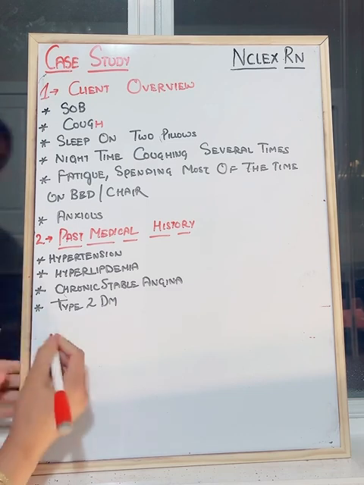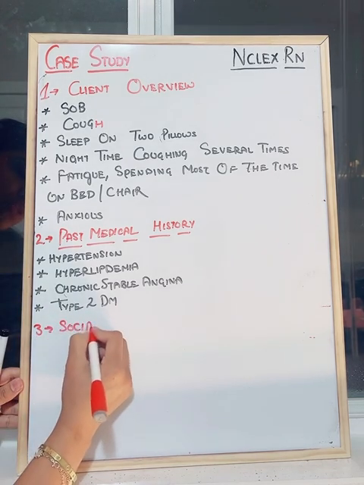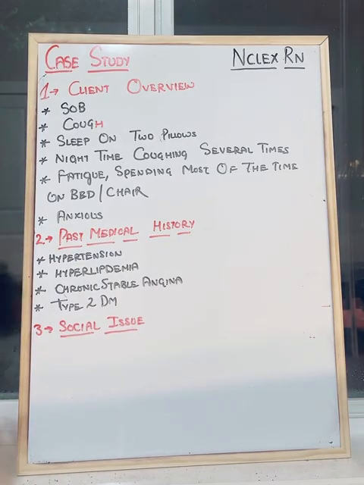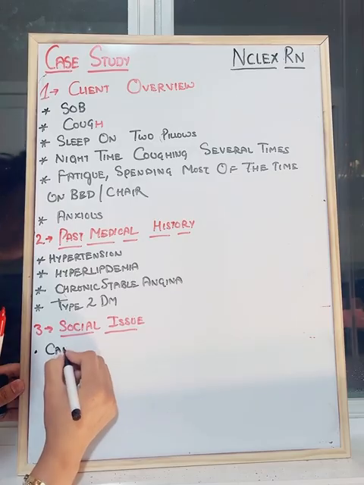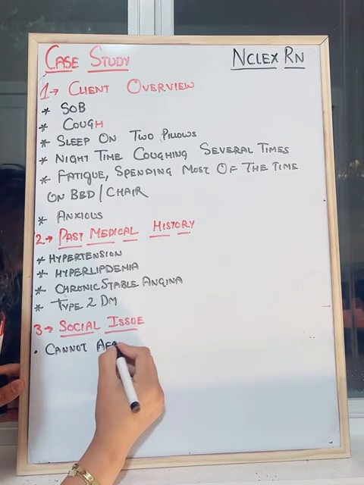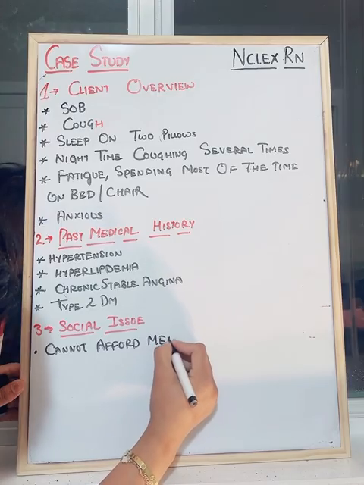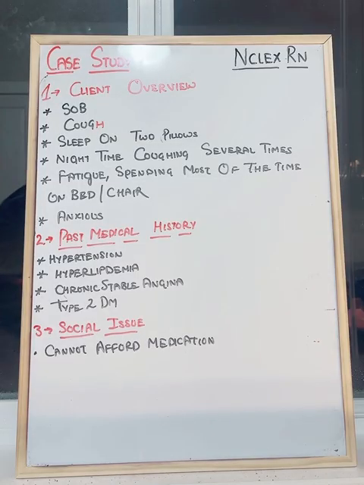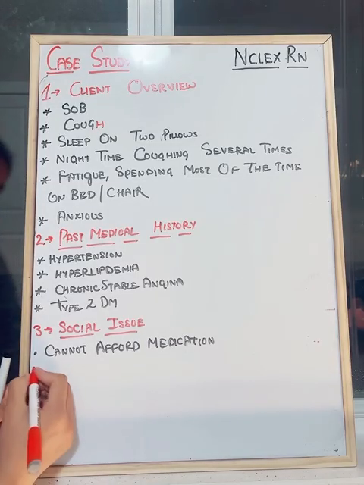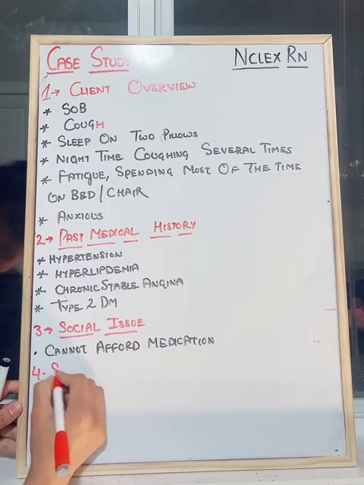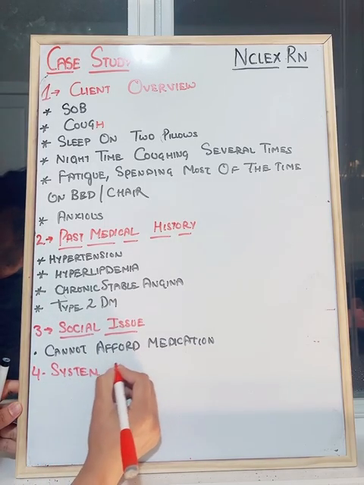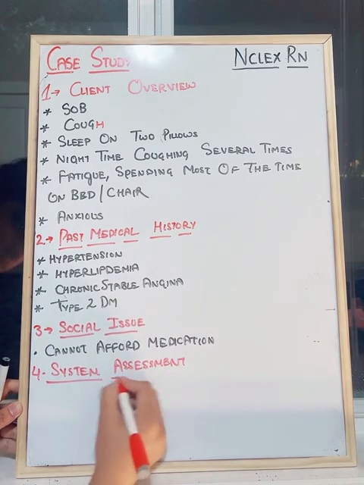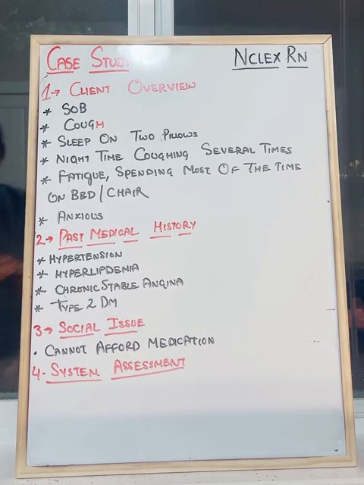Number 3, what was the social issue? Social issue here: cannot afford medication. So this was the social issue in the case study. So number 4, system assessment. Please everybody write this down in your notebooks.